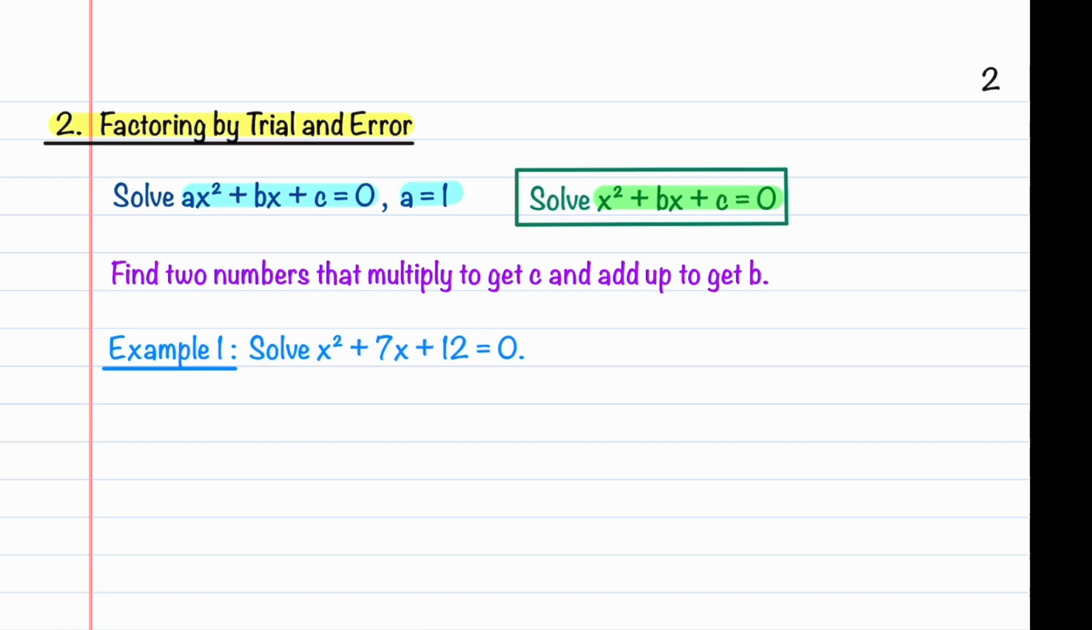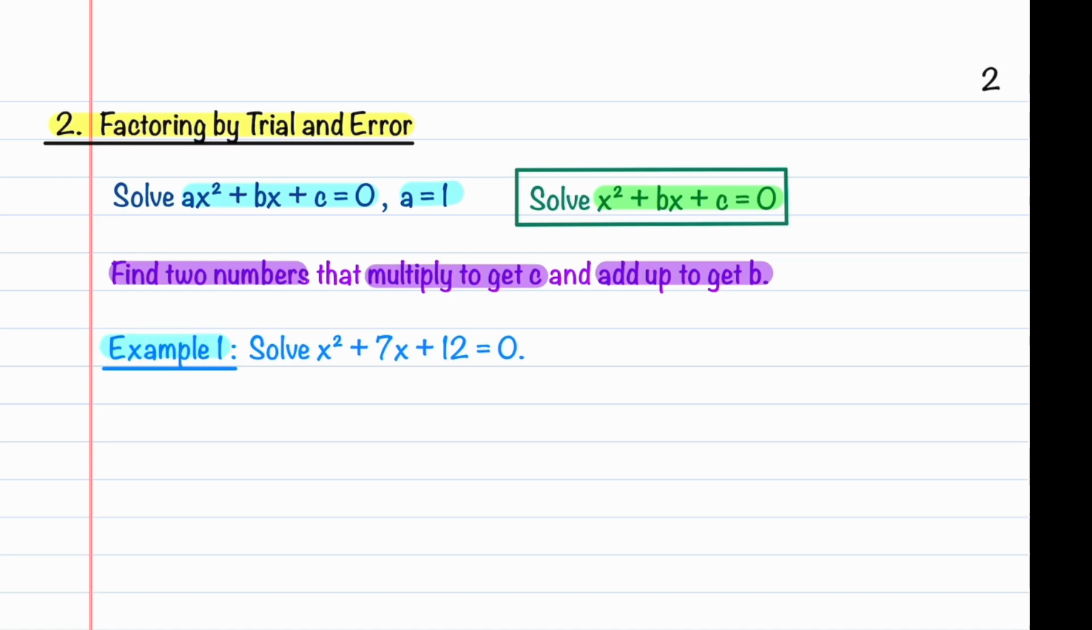The way that we're going to do this is we're going to find 2 numbers that multiply to get c, that's our constant term, and then add up to get b, that's the constant that multiplies the x. Let's see how this works.